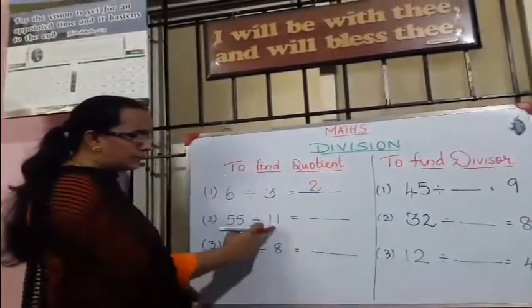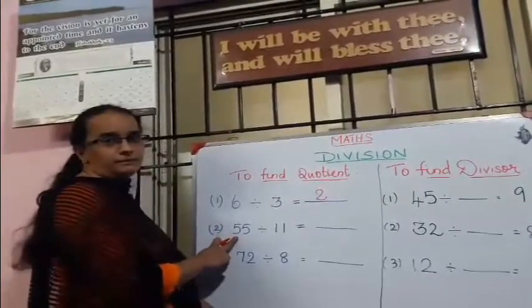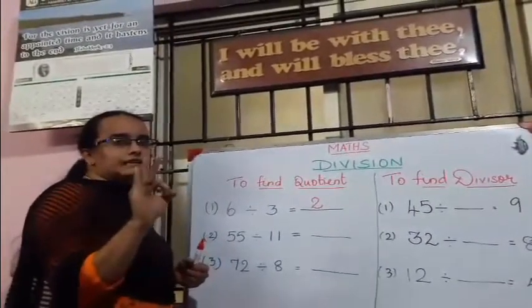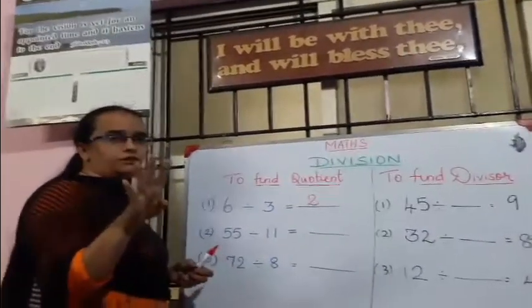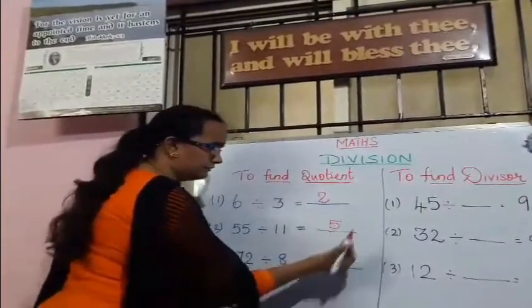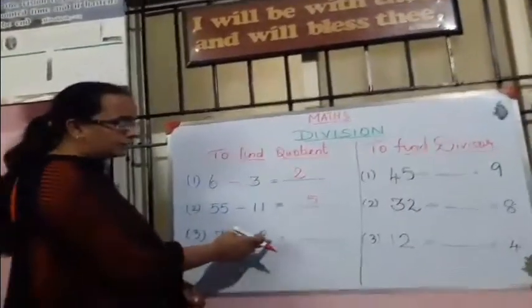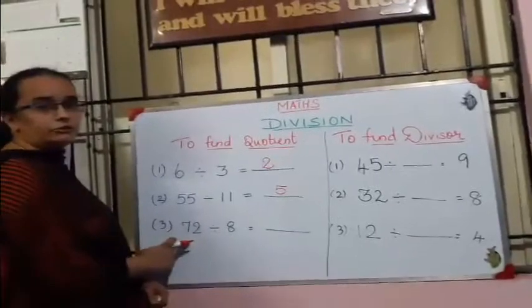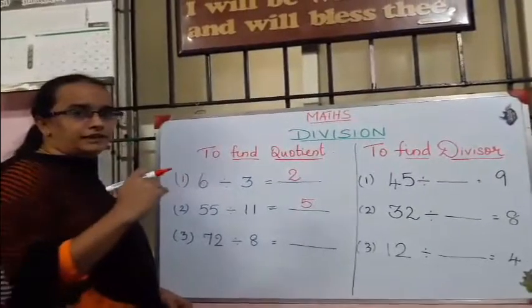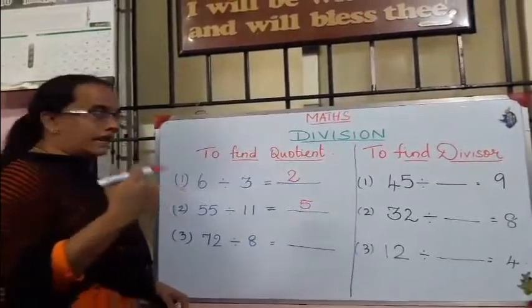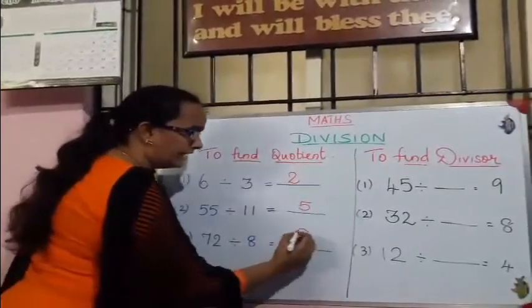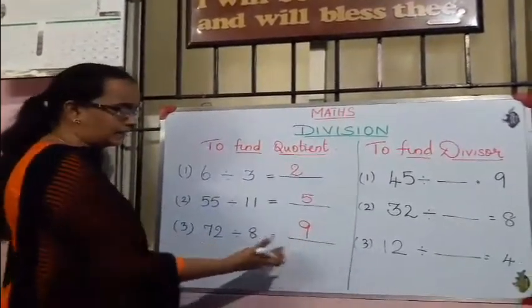So very easy. Now in 11 tables, how many times will 55 come? 11 ones are 11, 11 twos are 22, 11 threes are 33, 11 fours are 44, 11 fives are 55. So 5 is the answer. Here you have to tell 8 tables till you get 72. 8 fives are 40, 8 sixes are 48, 8 sevens are 56, 8 eights are 64, 8 nines are 72. So 9 is the answer or quotient.